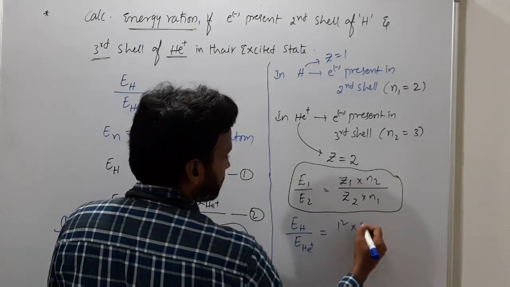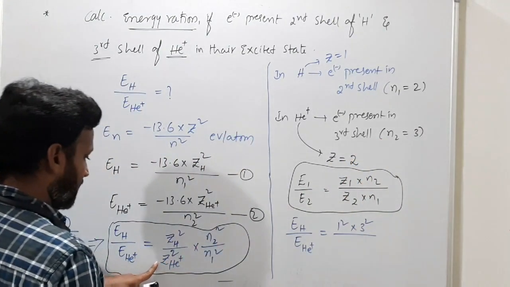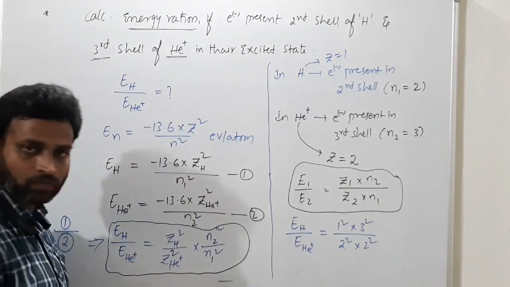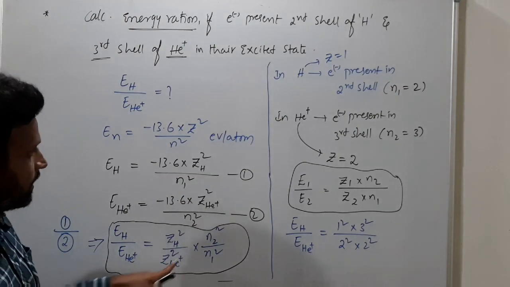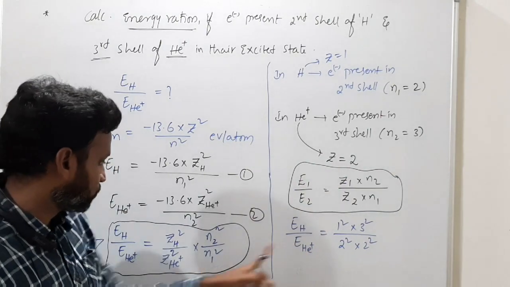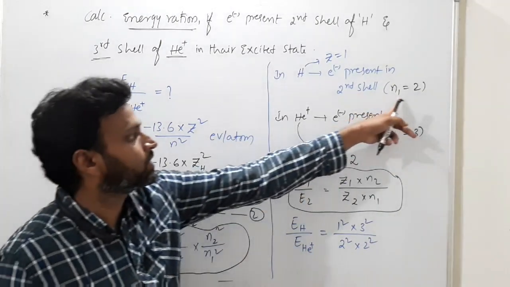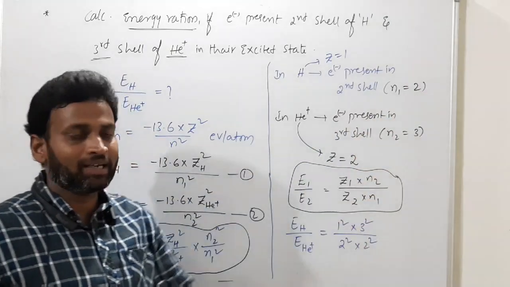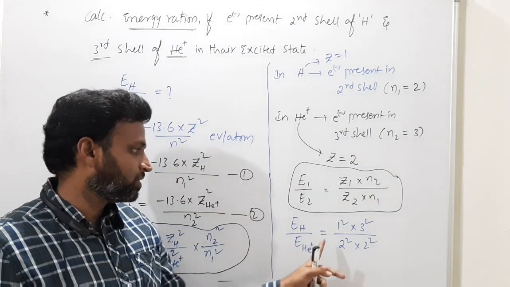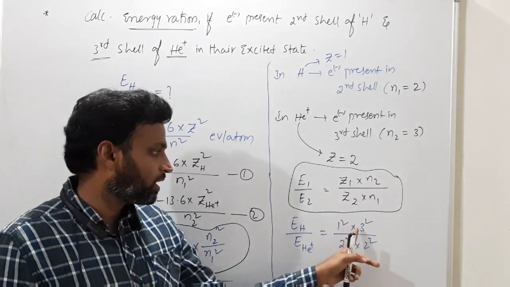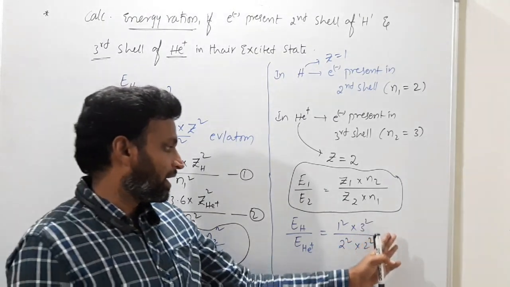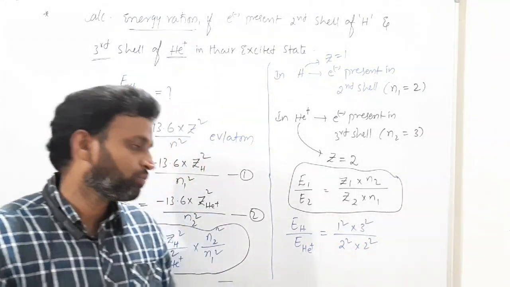So for this numerical, EH by EHe+: hydrogen's atomic number is 1, so 1 square, into, for helium, the shell number is third, so 3 square, divided by He+'s atomic number 2, so 2 square, and N1 is 2 because for hydrogen the shell number is 2, so 2 square. So EH by EHe+ is equal to 1 square into 3 square by 2 square into 2 square, so 9 by 16, that is 4 into 4.